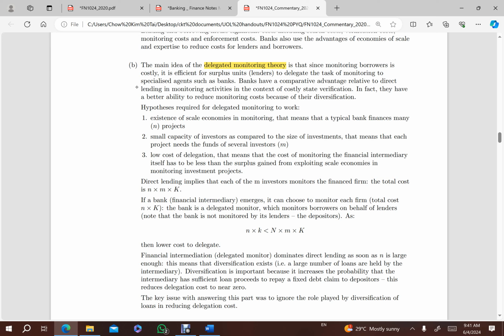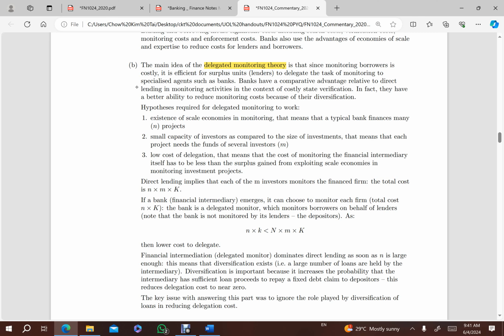The main idea of delegated monitoring theory is that since monitoring borrowers is cost-free, it is efficient for the surplus unit, the lender, to delegate the task of monitoring to specialized agents such as banks. So you don't lend money directly, or you don't invest in the financial market. You put your money in the bank, let the bank lend the money, and let the bank do the monitoring. So banks have comparative advantage relative to direct lending in monitoring activities in the context of cost-free state verification. So because the bank has economy of scale, economy of scope, all that.